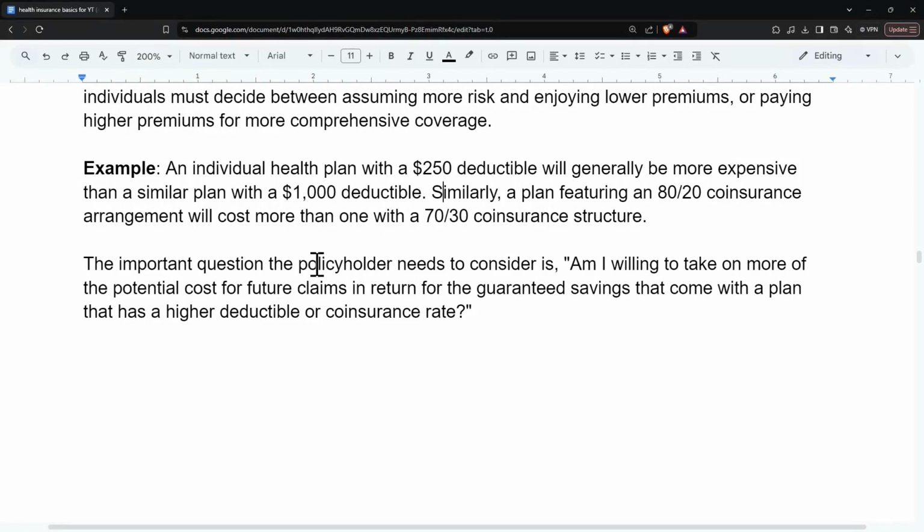All right. The important question they need to consider is, am I willing to take on more of the potential cost for future claims in return for the guaranteed savings that come with a plan that has a higher deductible or coinsurance rate? Okay.